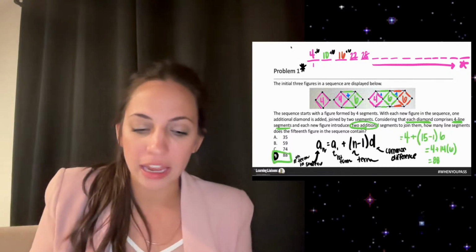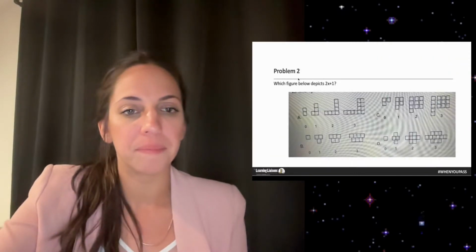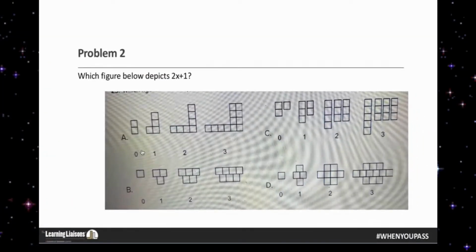All right, let's go ahead and do another sequencing problem. Which figure below depicts 2x plus 1?